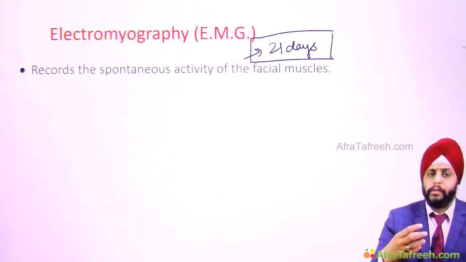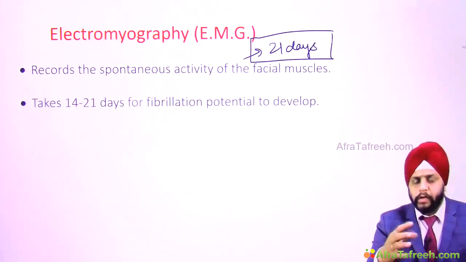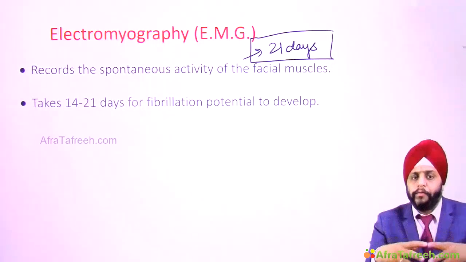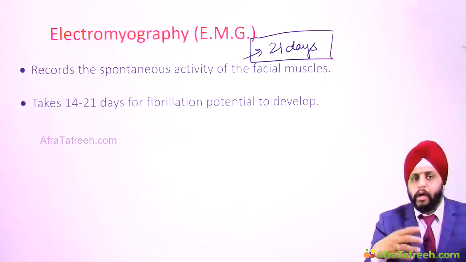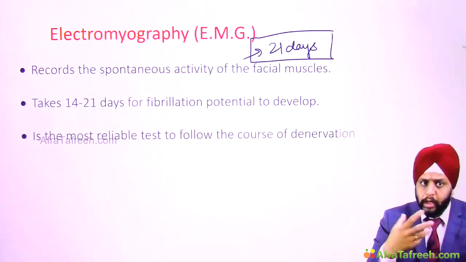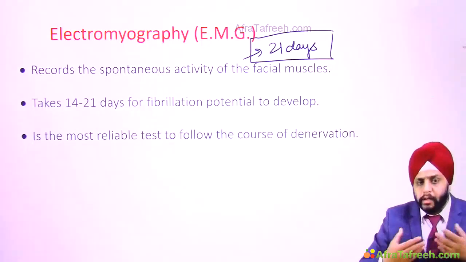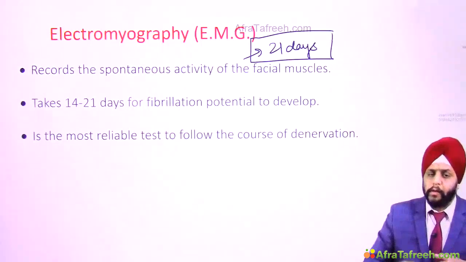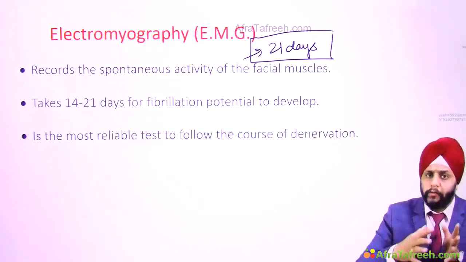Okay, so this is a very good test after 3 weeks, right? It takes almost 14 to 21 days, as I was telling you, for these fibrillation potentials. They develop after 14 to 21 days when the nerve stimulus is gone. This is the most reliable test that tells us that a denervation has taken place. The distal part of the nerve has undergone atrophy, therefore the muscle has also undergone atrophy. So this is the most reliable after 21 days.